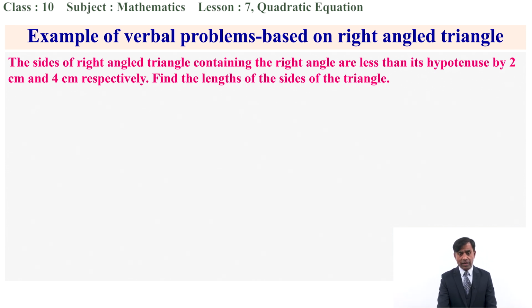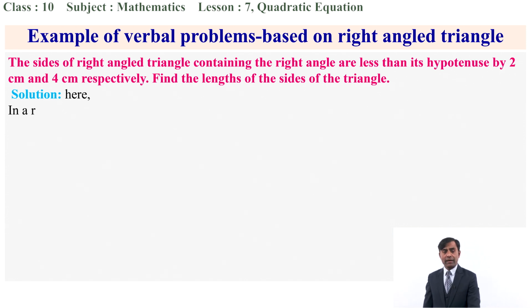So this is a right angle triangle related problem. What is given here? The other two sides in a right angle triangle, which are containing the right angle, meaning perpendicular side and base, are 2 cm and 4 cm less than the hypotenuse. Find the length of the sides of that triangle.